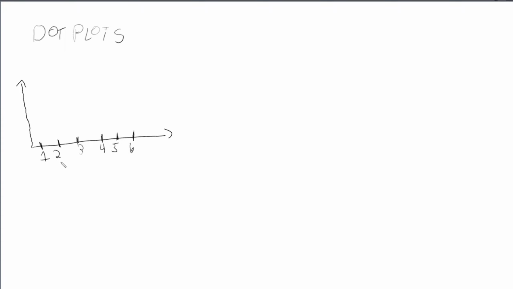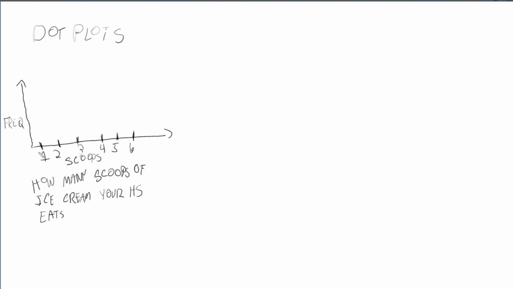Now let's say you were tasked to go out and find out how many scoops of ice cream your high school eats. We're going to label our axes, as always. Now, let's say we divided this into scoop numbers. 1 scoop, 2 scoop, 3 scoop, 4 scoop, 5 scoop, 6 scoop.